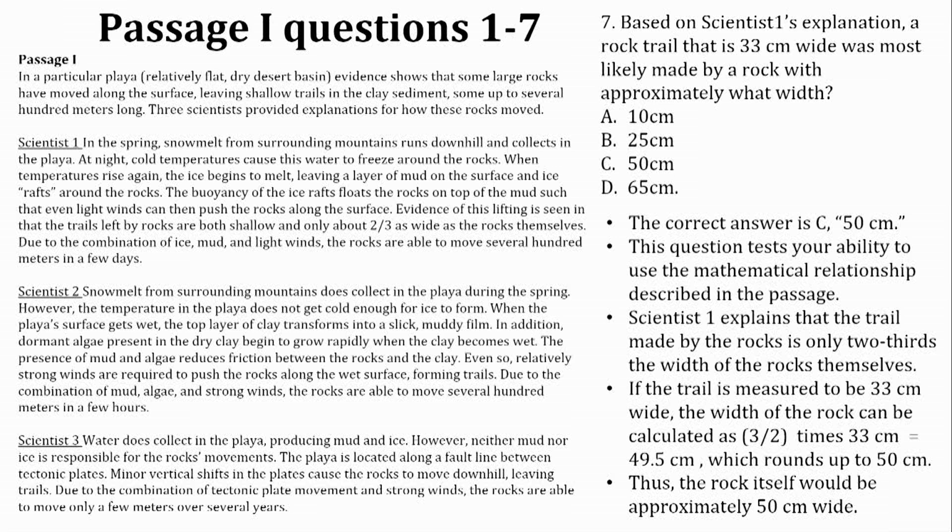This question tests your ability to use the mathematical relationships described in the passage. Scientist 1 explains that the trail made by the rock is only 2/3 the width of the rocks themselves. If the trail is measured to be 33 centimeters wide, the width of the rock can be calculated as 3/2 times 33 centimeters, which equals 49.5 centimeters, which rounds up to about 50 centimeters. Thus, the rock itself would be approximately 50 centimeters wide.